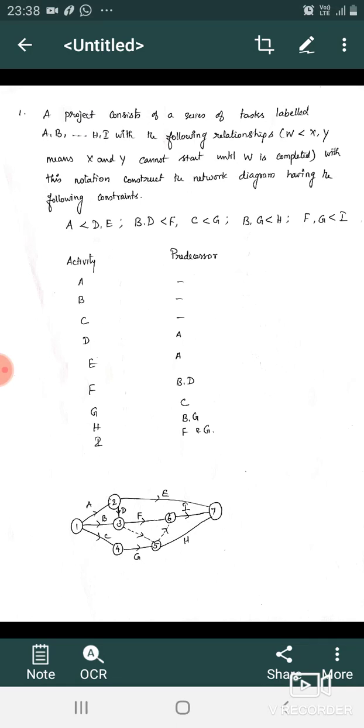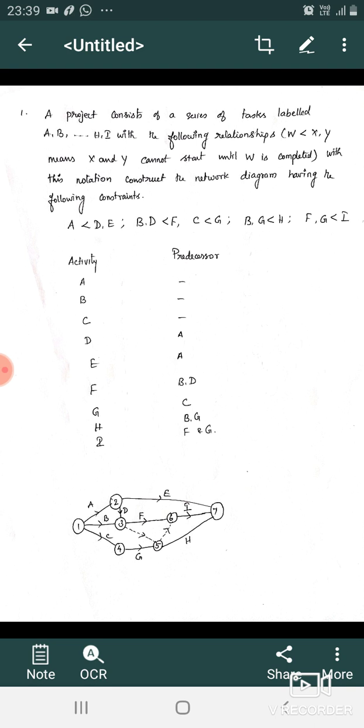Let us see how to draw a network diagram for the given constraints. The problem is a project consists of a series of tasks labeled A, B, C, D and so on up to H and I with the following relationships. W less than X and Y means X and Y cannot start until W is completed.